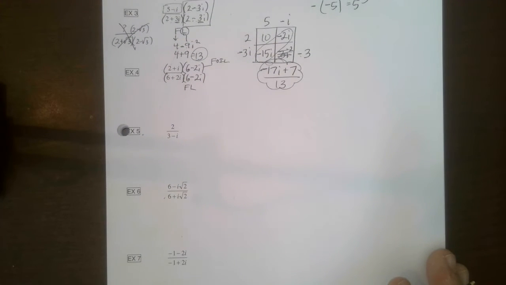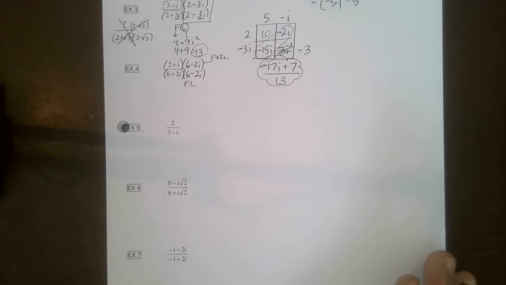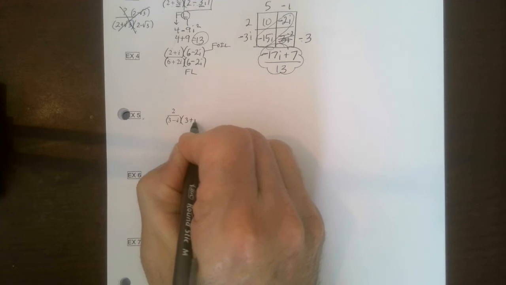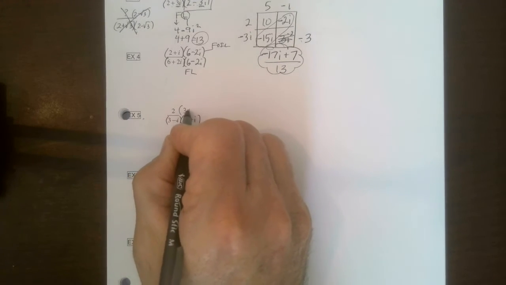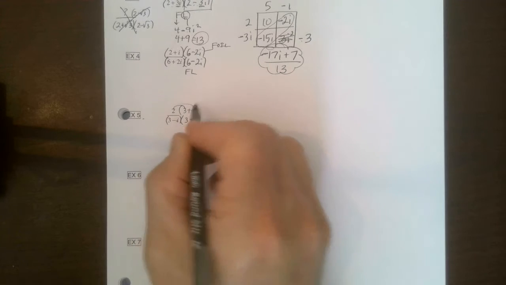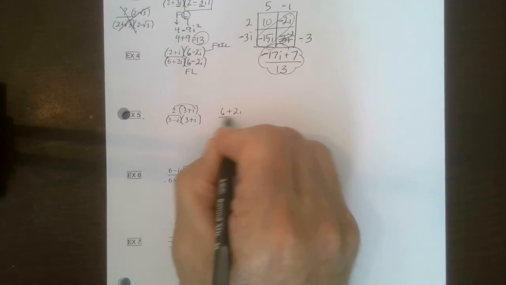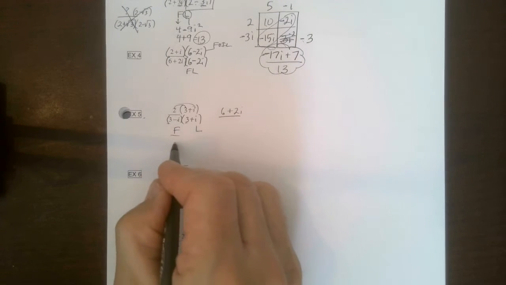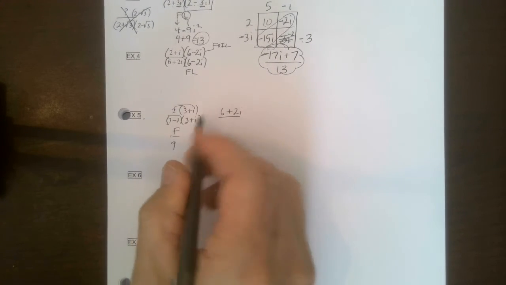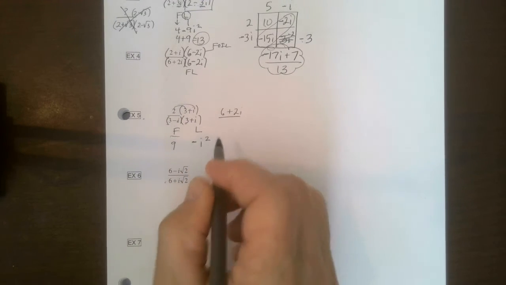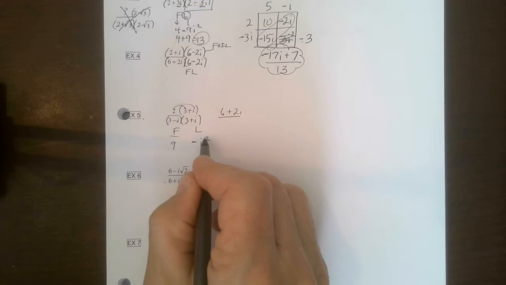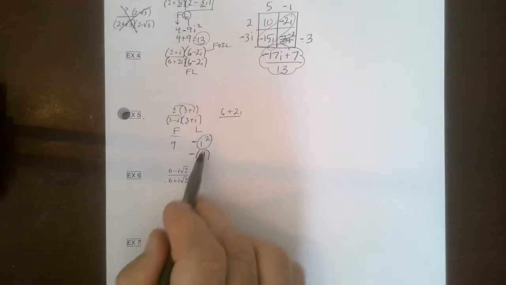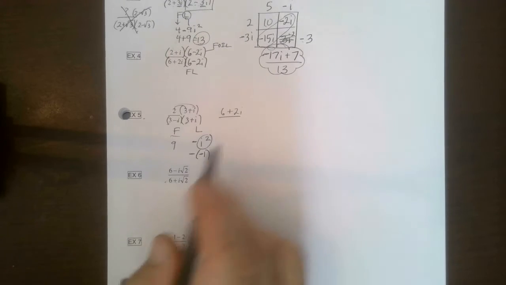Same thing with example 5. Same thing with example 6. So let's go ahead and tackle this one, and we'll finish this one. 3 minus i, I got to multiply by 3 plus i. So in the top, bing, bing, we get 6 plus 2i. In the bottom, 3 times 3 is 9. Negative i times positive i is negative i squared, which remember, i squared is a negative 1. So this is like a negative negative 1. A little confusing, but 9 plus 1 is 10.